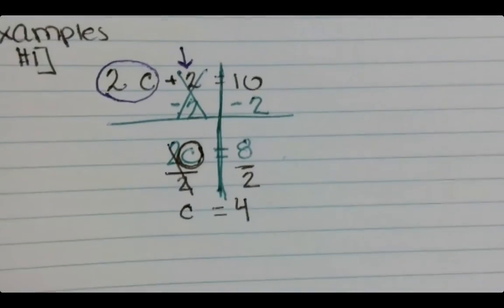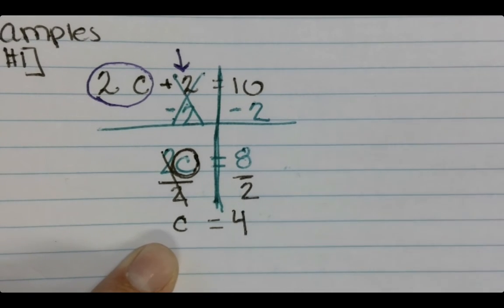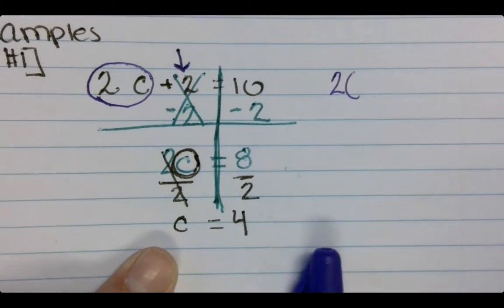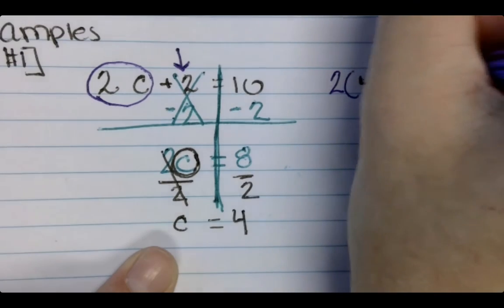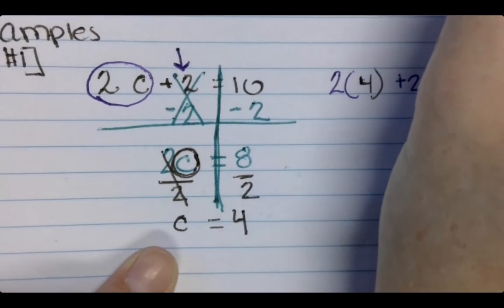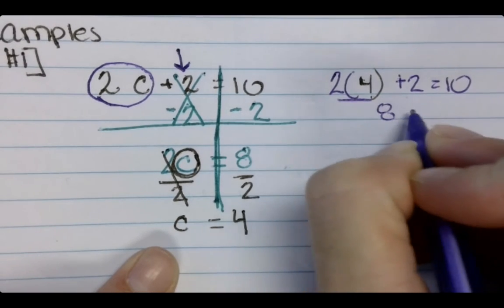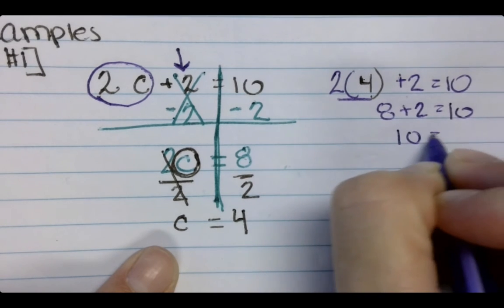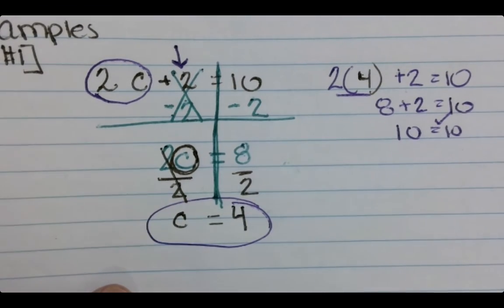So now my last step, since I isolated my variable, is to check. So I write my problem, and in place of c, I put what we say c equals, and see if that equals 10. So order of operations says multiply before add. So 8 plus 2, that equals 10. 10 equals 10. This is my answer.